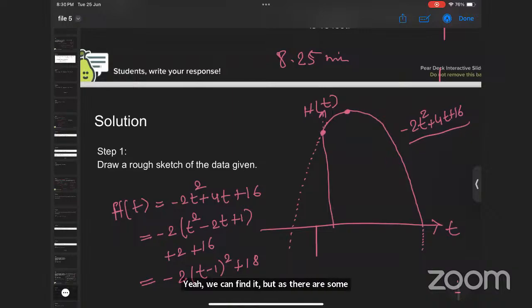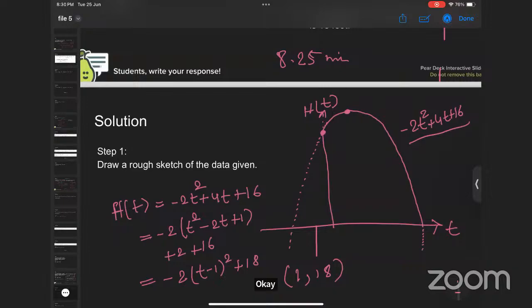Yes. So we are basically using the concept from parabola here. The maximum point will be the vertex. So that's why we are calculating the vertex. So this will be the vertex, right? Okay.